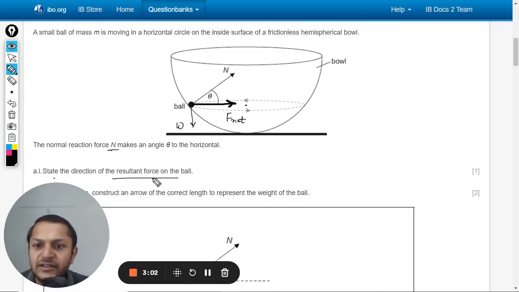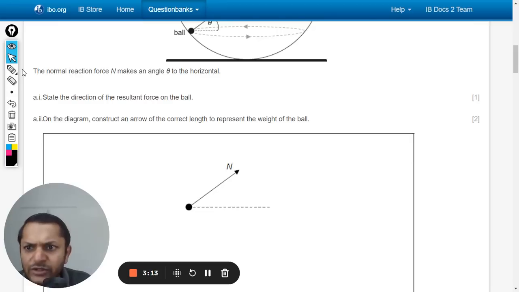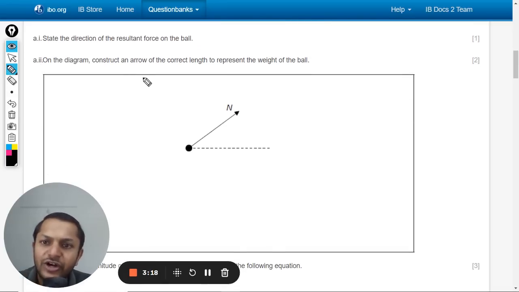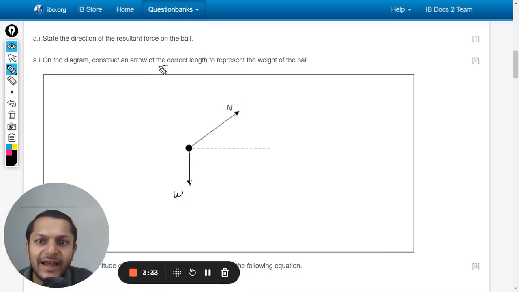Okay, let us see. State the direction. So the direction of this is towards the center of the circle, or you can say that the direction is horizontal, towards the right. I would be showing you the answers also after some time. Let us see. Now, on the diagram, construct an arrow of the correct length to represent the weight of the ball. Okay, so obviously, as I have already drawn in the diagram, the weight will be going like this in the downward direction.